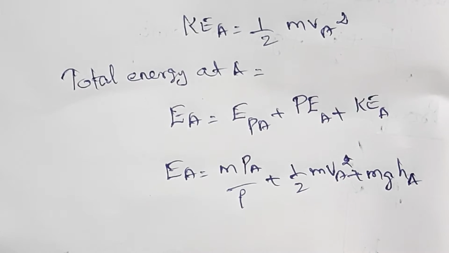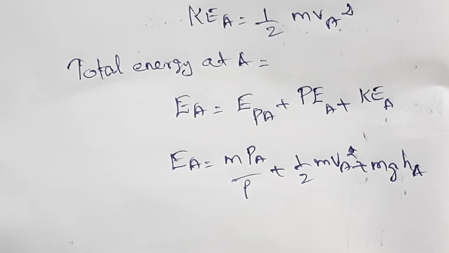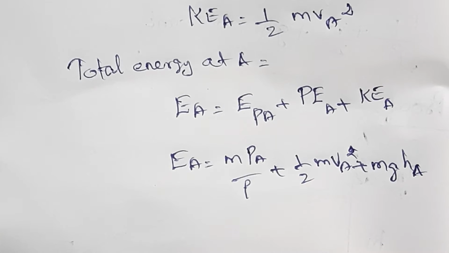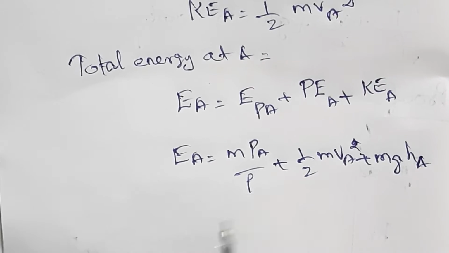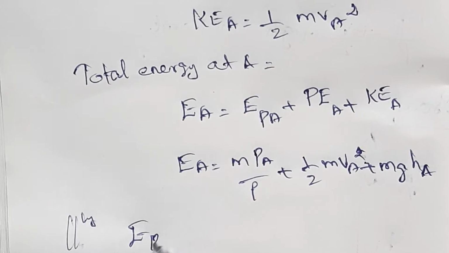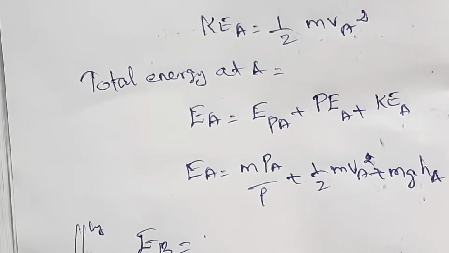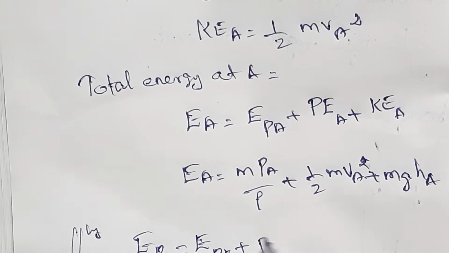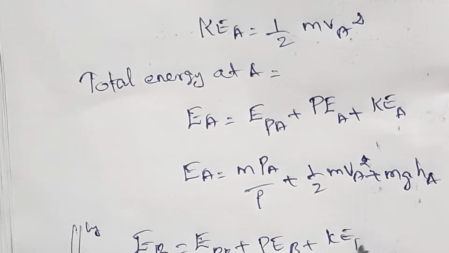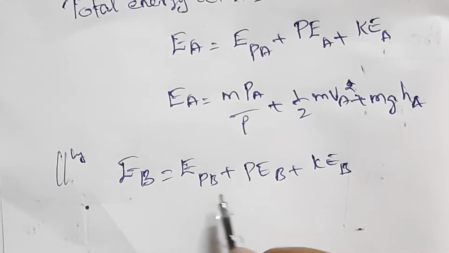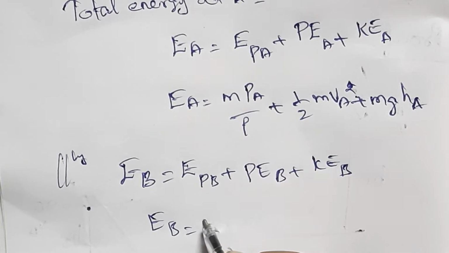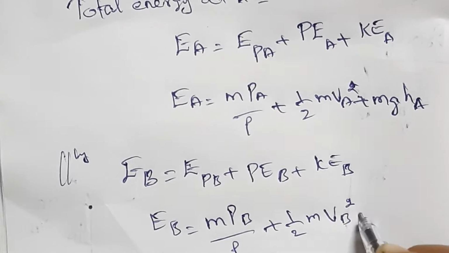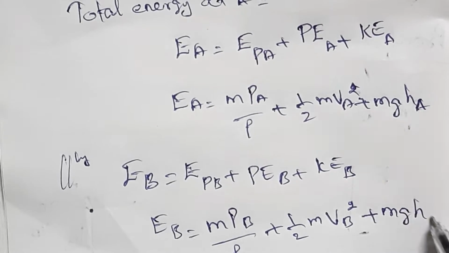Similarly, we can write the total energy at B. Let AB be the area of cross section at B, VB be the velocity at B, PB be the pressure exerted by the liquid at B. So calculating the total energy EB, the total energy at B is pressure energy at B plus potential energy at B plus kinetic energy at B. So we have the same formula. EB is equal to MPB by rho plus half MVB square plus MGHB.